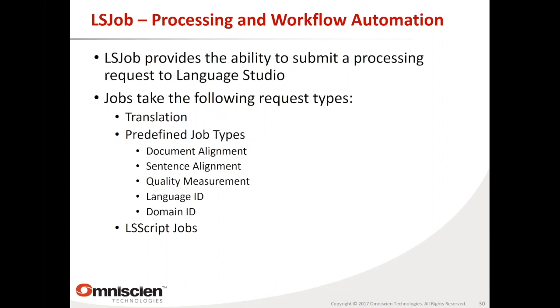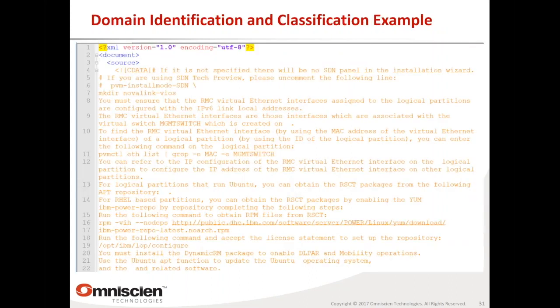So then we have LSJob. LSJob will be released in a couple of weeks' time, and LSJob is the ability to submit jobs directly to an engine for processing and translate or process that data in a variety of ways. So already today, we have translation as a job that's available. We'll shortly be releasing things like document alignment, sentence alignment, quality measurement, language ID, and domain ID, amongst other predefined job types. And then you have LSscript jobs where your script can run on our server environment.